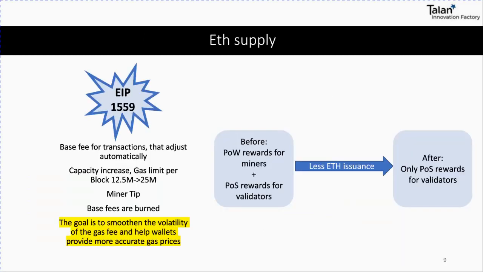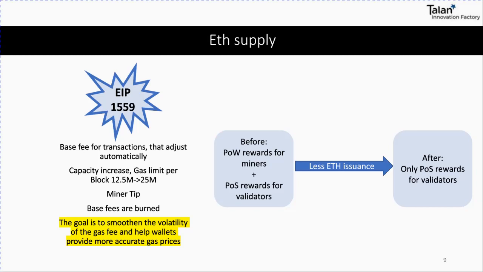Okay, so if we can continue, we are now talking about the ETH supply and how it's getting affected, and the latest changes to the Ether supply. It really started with the last changes in EIP 1559, which changes the way Ether is supplied.